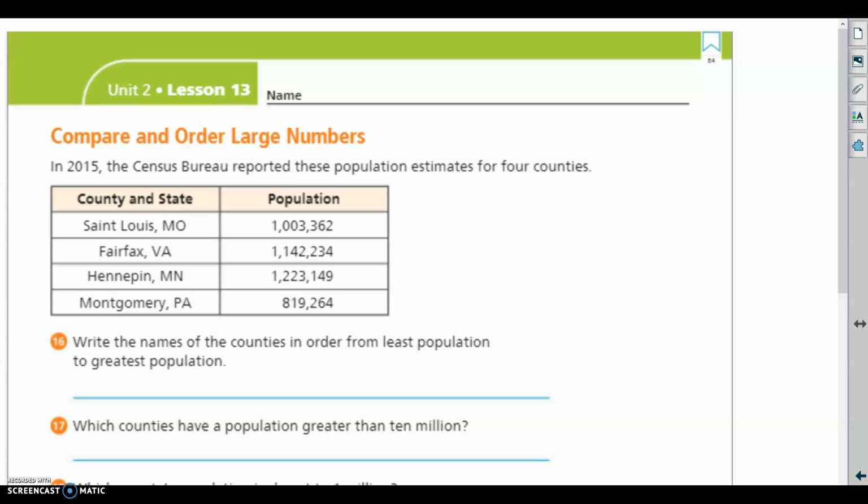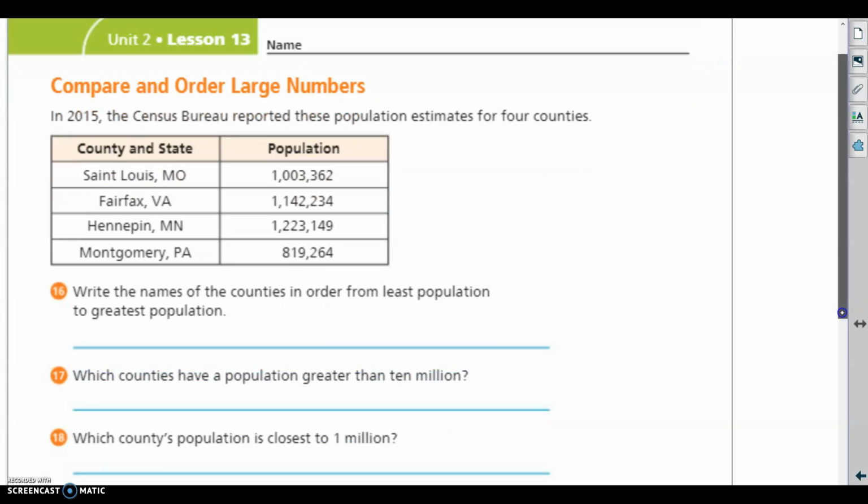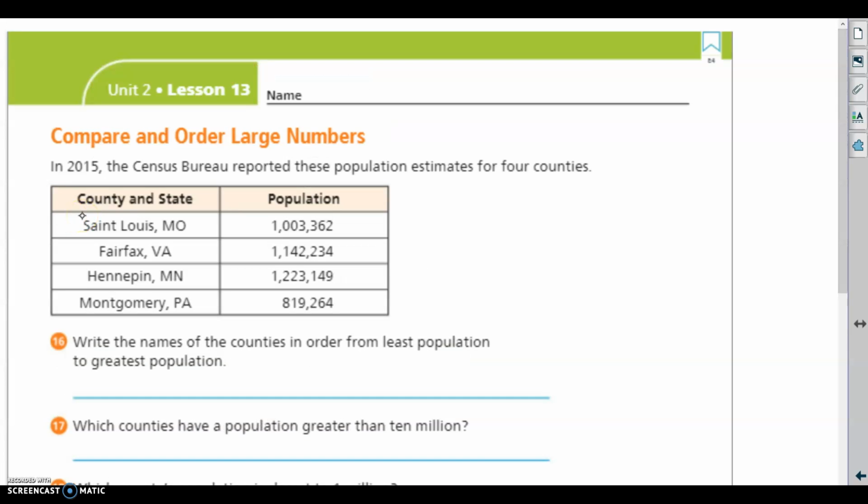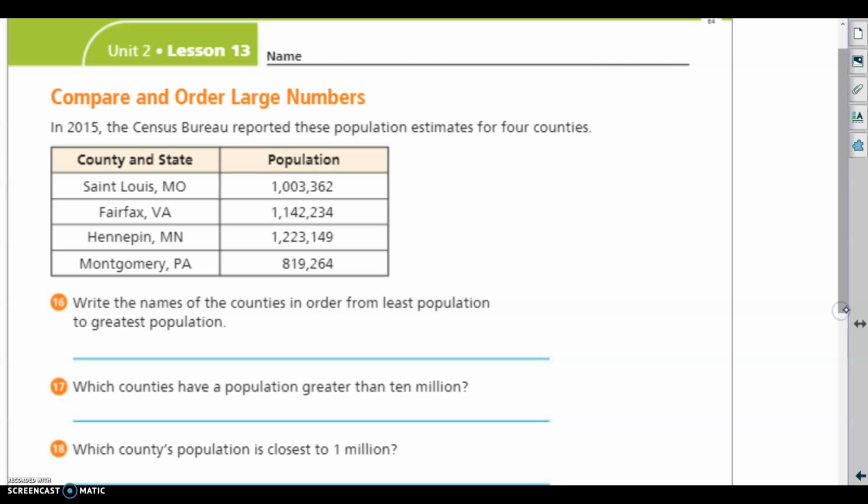Turn your page to page 83. And now that you're really good at writing numbers in standard and word and expanded form, we're going to put them in order from least to greatest. So that's what they mean by comparing and ordering numbers, just putting them in order, usually from least to greatest. All right, so we're looking at a map of a population of different cities across the United States. And look, we got Hennepin right there, Hennepin, Minnesota. These are counties, sorry, not cities. Hennepin's a county. It says, write the names of the counties in order from the least to the greatest.